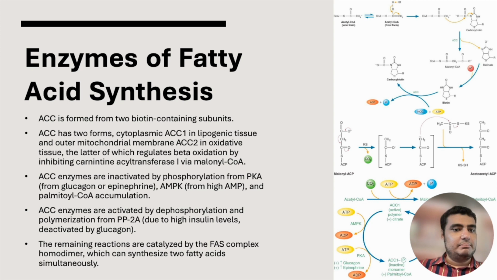We have several important enzymes in fatty acid synthesis, one of them being ACC, which is formed from two biotin-containing subunits, so it's dimeric. And this biotin is important because it acts as a cofactor that is required in order for the reactions to occur. So ACC has two forms, one in the cytoplasm of lipogenic tissues, which is ACC1, and one in the outer mitochondrial membrane of oxidative tissues, called ACC2.